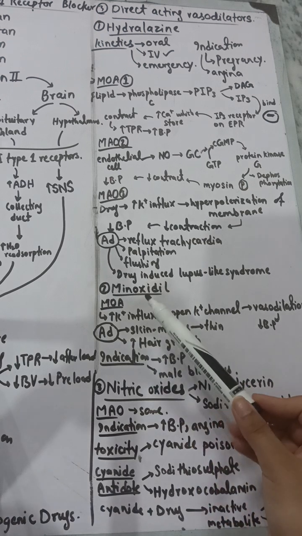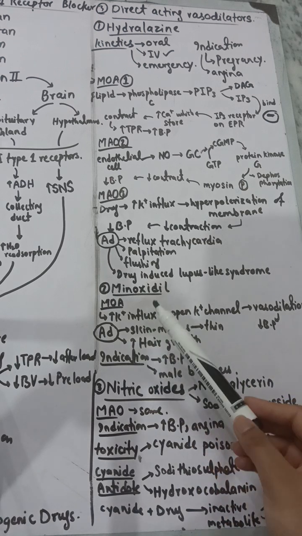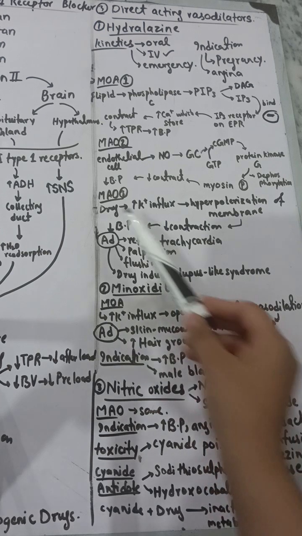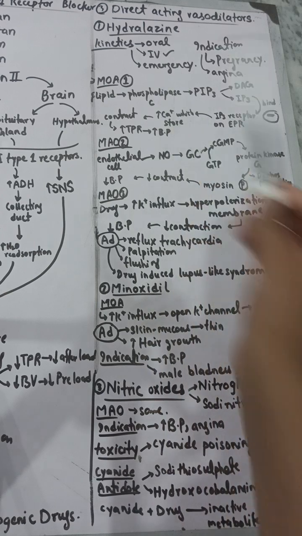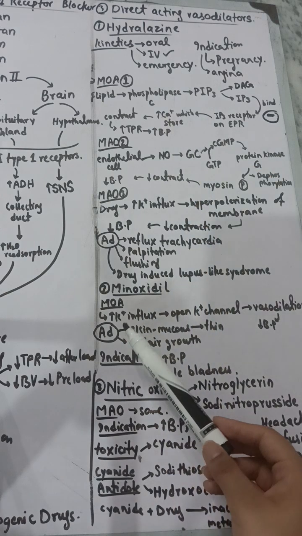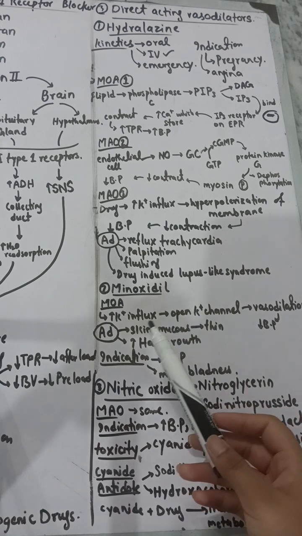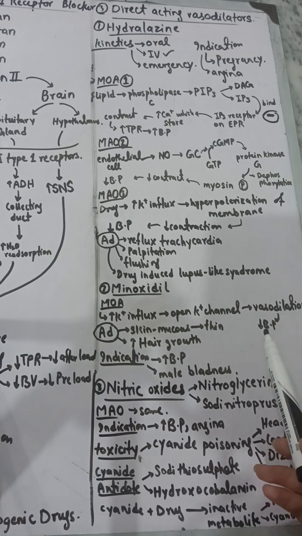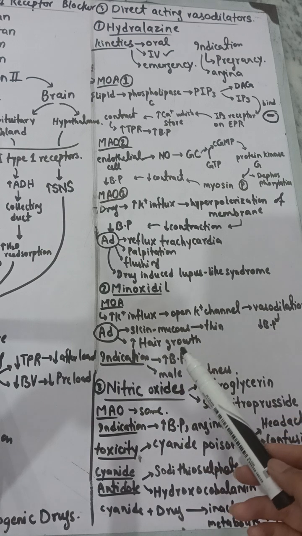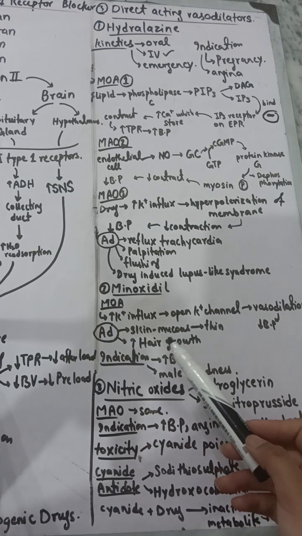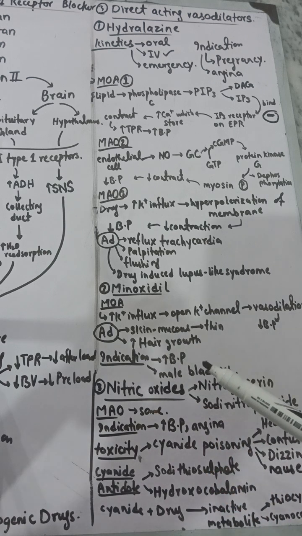Now the second classification of the drug is minoxidil. Minoxidil's mechanism of action is just similar to the third mechanism of hydralazine, that it causes the potassium influx, whenever it causes the opening of potassium channels. Due to this opening, the influx will happen, vasodilation will occur, and BP will decrease. But its adverse effect is that it can cause thinning of your skin and your mucosa, and it also increases hair growth.